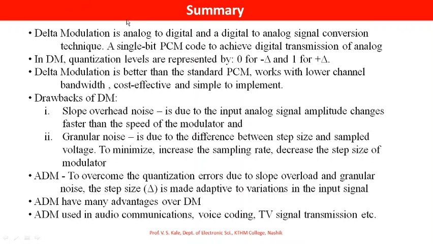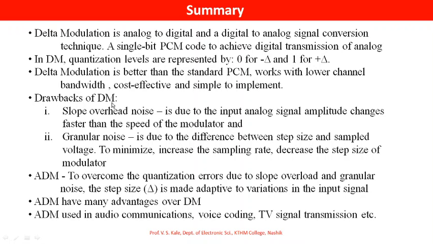Let us summarize what you learned. Delta modulation is an analog to digital and digital to analog signal conversion technique. It uses a single bit PCM code to achieve digital transmission of an analog signal. In delta modulation, quantization levels are represented by 0 for minus delta and 1 for plus delta. Delta modulation is better than the standard pulse code modulation, works with lower channel bandwidth, is cost effective and simple to implement.